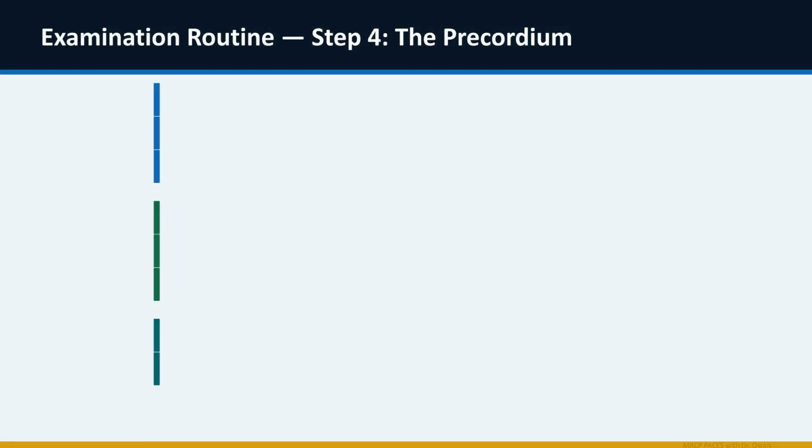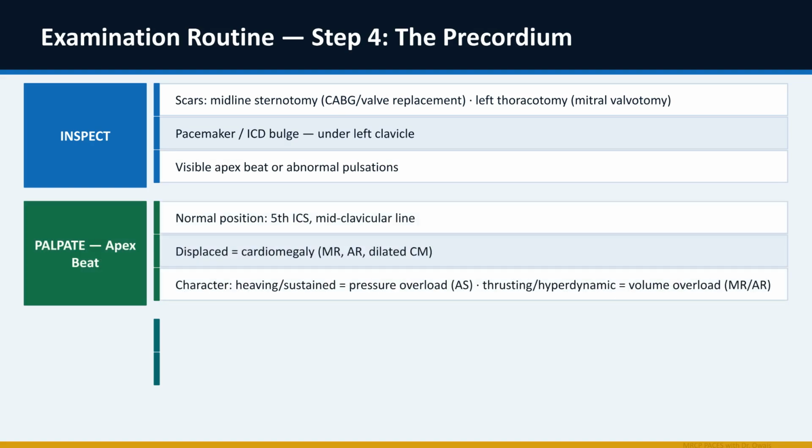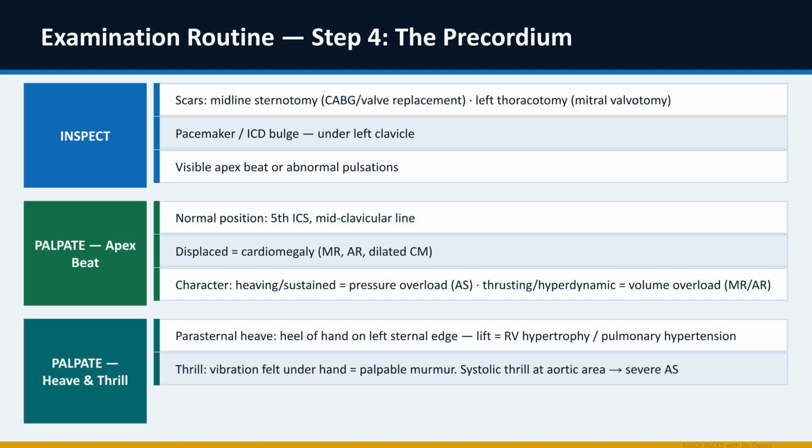Step 4 is the precordium examination. Inspect for scars and pacemakers, or ICD bulges. Also, look for a visible apex beat or abnormal pulsations. Palpate the apex beat for its position and character. Check for a parasternal heave and a thrill. Remember, a heave suggests RV hypertrophy or pulmonary hypertension, and a thrill indicates a palpable murmur.